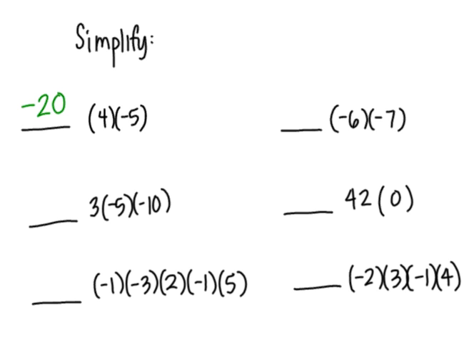Our next problem is negative 6 times negative 7. They have the same sign. When I multiply 6 times 7, I get 42. Same sign tells me that answer will be positive.